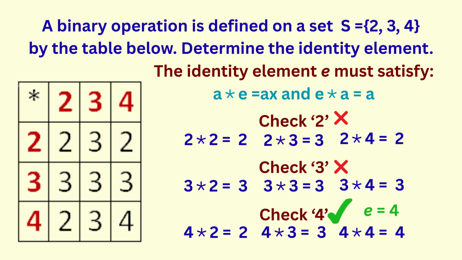By the way, a quick way to determine the identity number is to simply check the row that's identical to the top row in the table. Looking at the operation table, we see that the number 4 leaves every element unchanged, both across its row and down its column. That means 4 is the identity element for this operation.